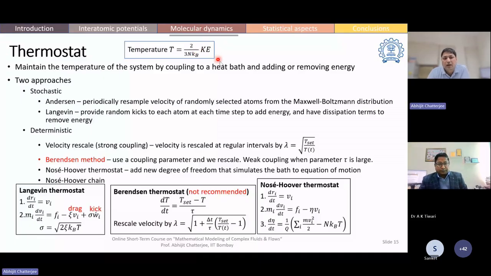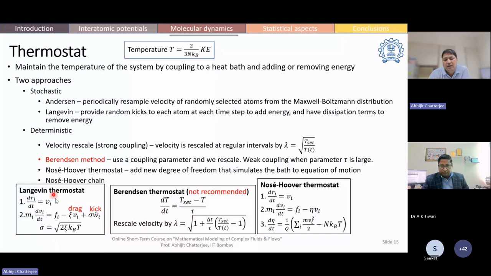So for example, there's the Andersen thermostat, where the velocities of some selected atoms will be resampled from the Maxwell-Boltzmann distribution. Remember that the Maxwell-Boltzmann distribution gives you the velocity distribution at a given temperature. So if we set the temperature and we sample the velocities periodically, then the system can be shown to stay at the desired temperature.